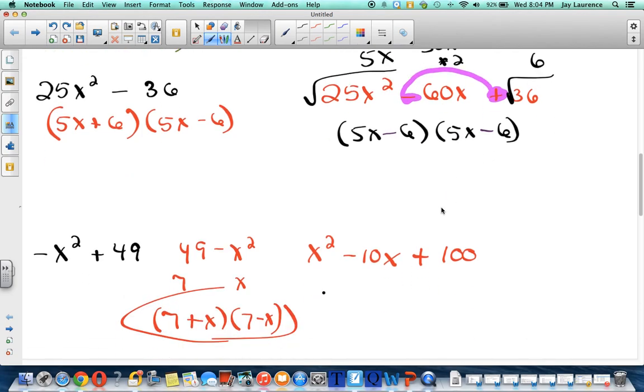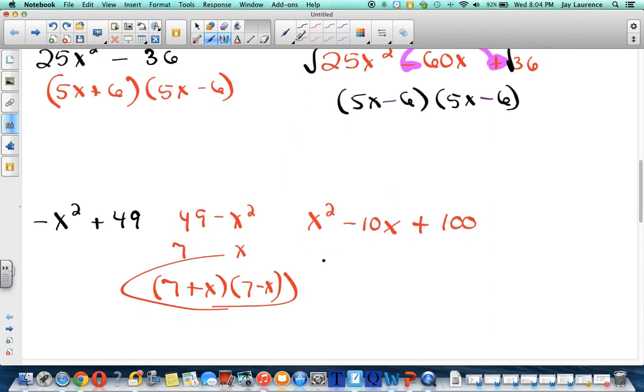Okay, so now let's try this red one here. Perfect square, yep, square root is x. Perfect square, yep, square root is 10. X times 10 is 10x. If I double it, I get 20x. This is not a perfect square trinomial. This one doesn't fit the pattern.